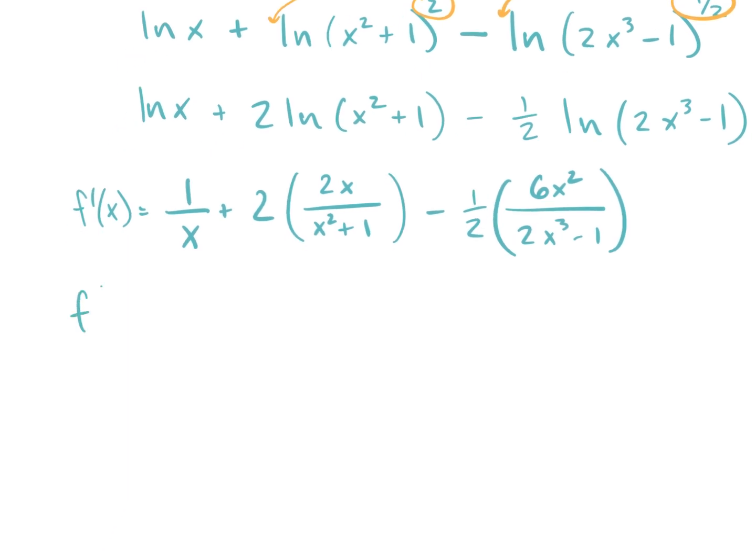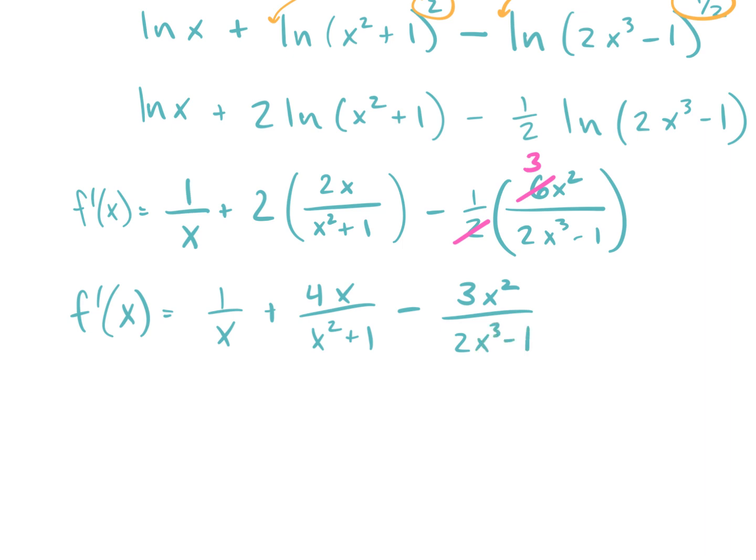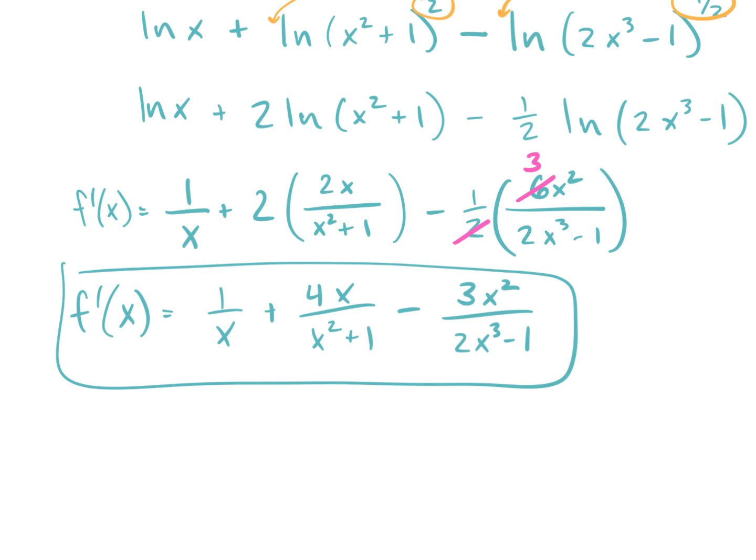Let's simplify. So we have 1 over x plus, here this becomes 4x over x squared plus 1, and then I can simplify here. 2 goes into 6 3 times. So minus 3x squared over 2x cubed minus 1. We'll leave it separate for now. But if WebAssign didn't take this as an answer, find a common denominator. So you'd have to multiply by the missing denominators of the other two and just combine them together.